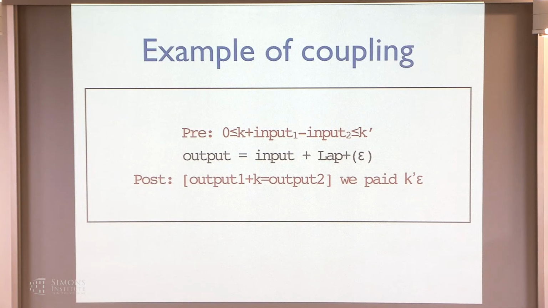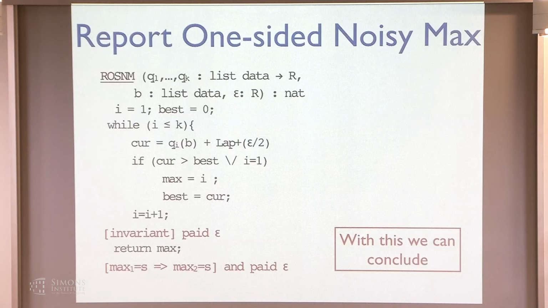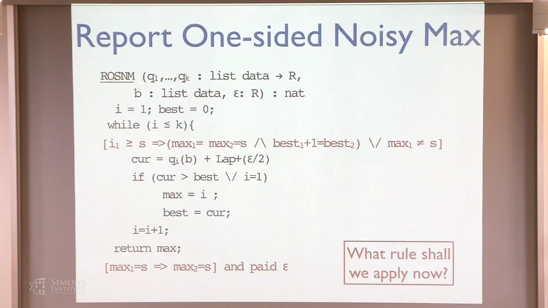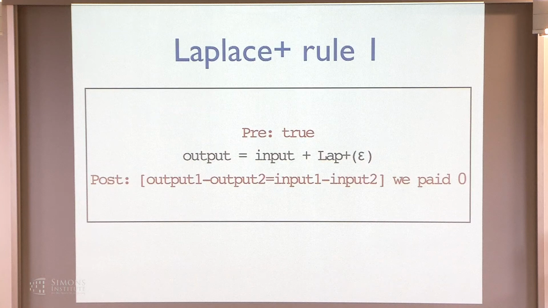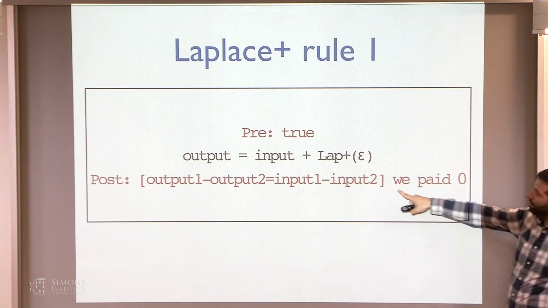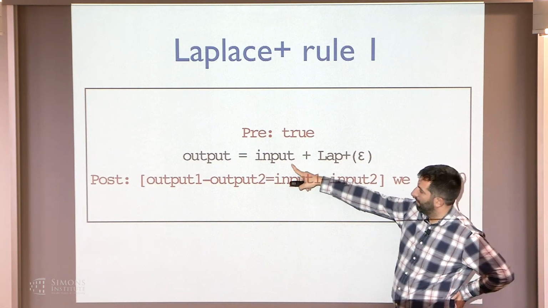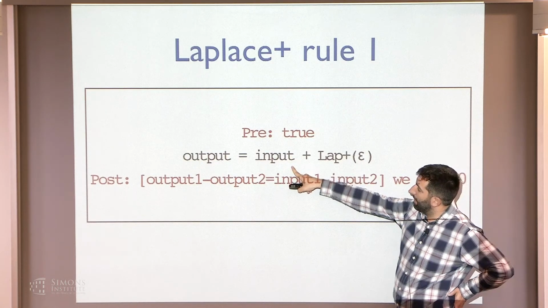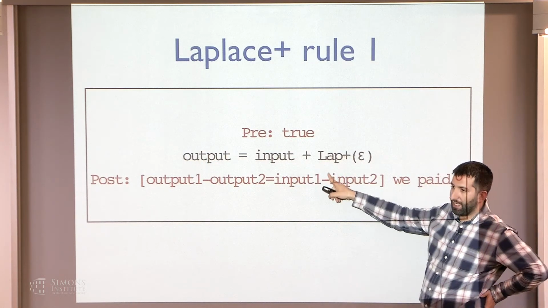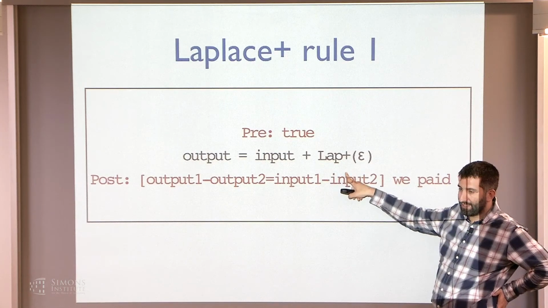Maybe a more interesting one is the one you showed us that you were going to use for report noisy max. I think one before this, go before. Stop. No. Yeah, earlier. You had the one with output 1 equals s and output 2 equals s. For instance, this is another, and we use it a lot in the proof. So if you take, again, you add the one-sided Laplace.